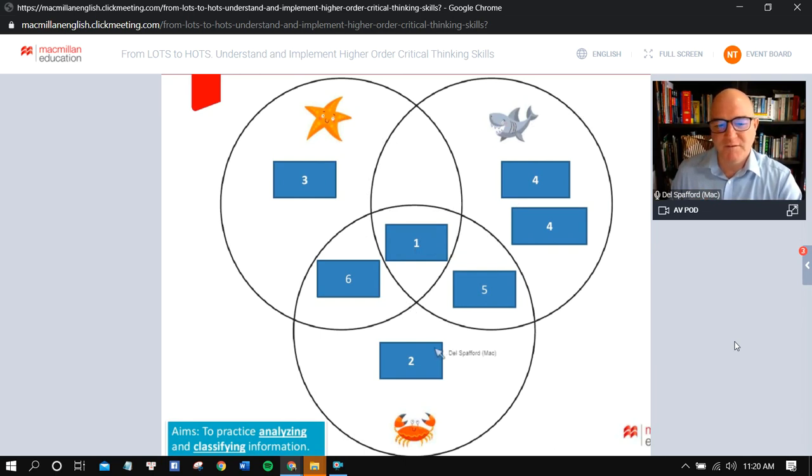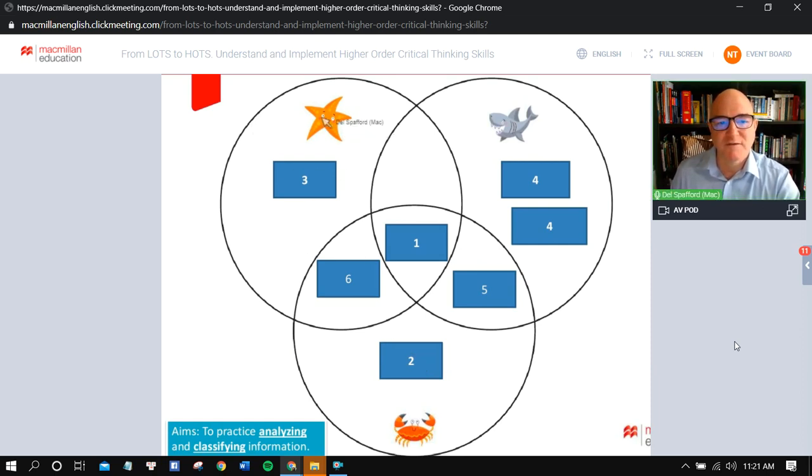So let's look at number two. The crab is different. Why is the crab completely different to the starfish and the shark? Why is the crab different? It's got legs. It's got claws. Yes. Okay, good. All right, so we get our students to think about this and tell us why.